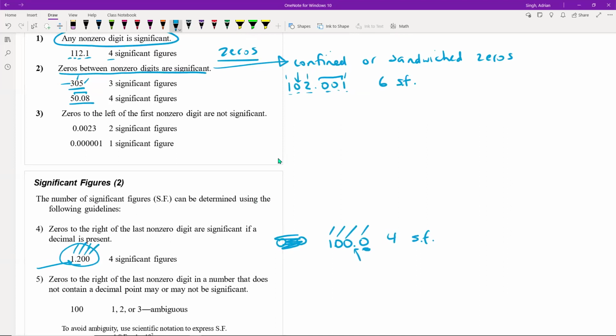Leading zeros are not significant. And leading zeros are just the zeros at the front of a number, where there are no non-zero digits ahead of it. So for example, 0.0023, these zeros at the front of this number are not significant. So just the 2 and the 3 are significant. Similarly, 0.00001, only the 1 is significant. These are considered leading zeros, and they are not significant.